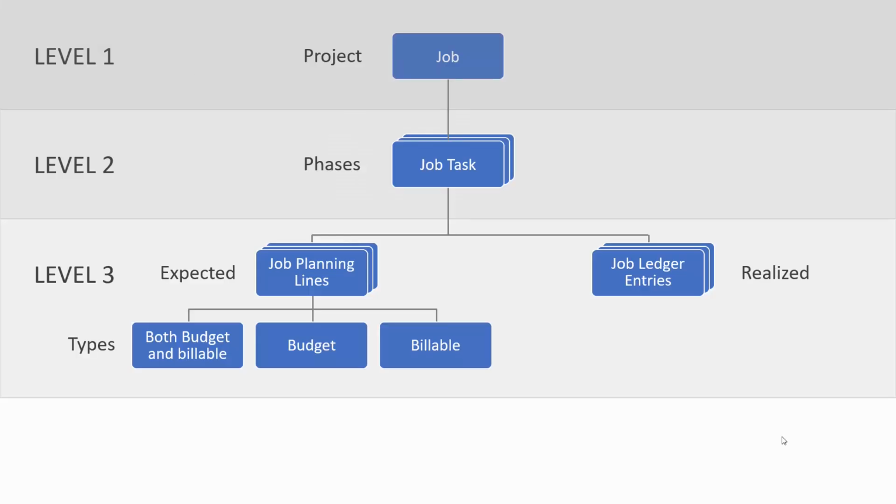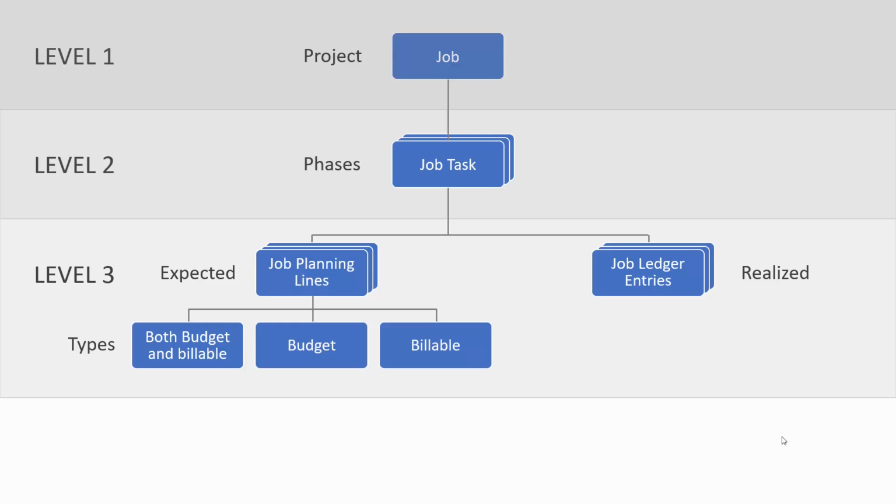As I mentioned, the planning lines can be of type budget or billable, or both budget and billable. And the difference between these is very important to understand. Sometimes I have customers who don't understand why they're not able to create a sales invoice. And then when I look, it's because they've only created budget planning lines. Because as the name says, budget planning lines are used for the expected usage on a job, so our costs. The billable version shows us the expected sales, and these are the lines which are invoiced.